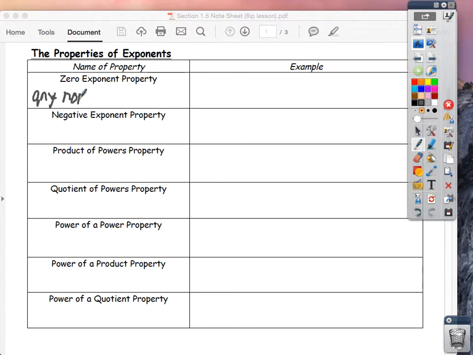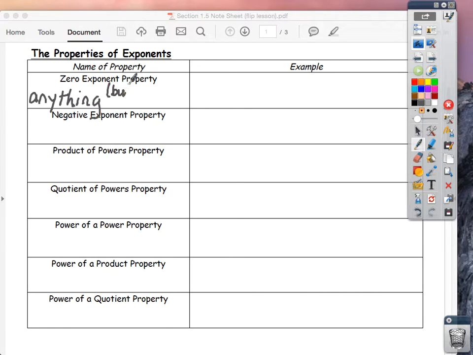Nice handwriting. Oh, are you seriously judging me right now? Okay, any real number raised to the 0 power is 1. What about 0 to the 0? Oh, that's tricky. We'll talk about that later.